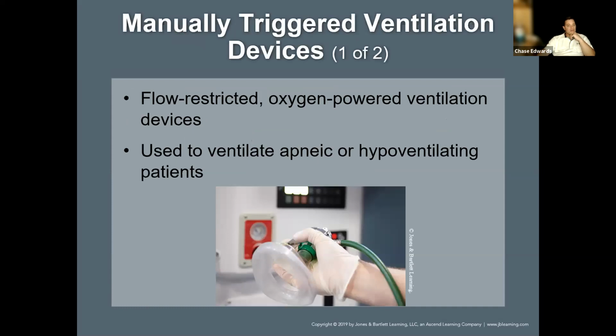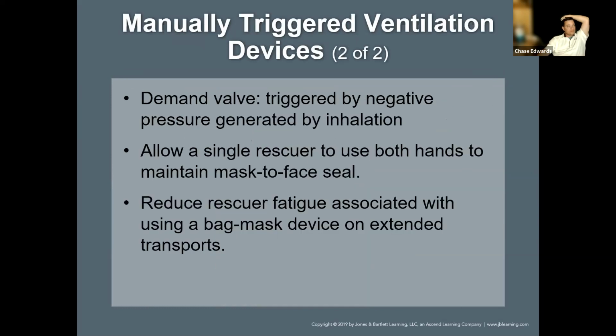Manually triggered ventilation device. Make it easier. You don't see many of them anymore. If it's got a demand valve, it's triggered by the negative pressure generated by inhalation. It delivers almost 100% oxygen. It's going to allow a single respirator to use both hands to maintain a mask to face seal, because you're not having to squeeze a bag, and it's going to reduce the fatigue from having to do all that work as well.